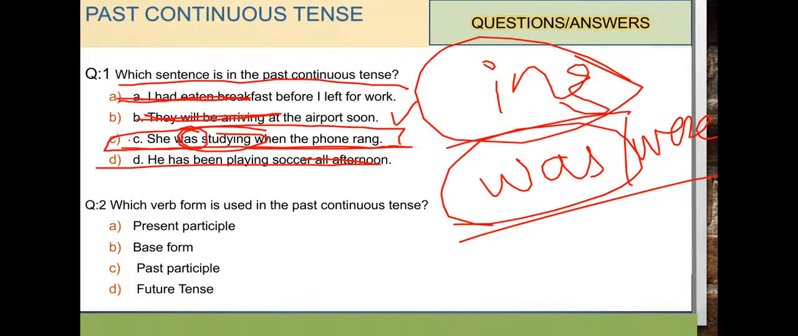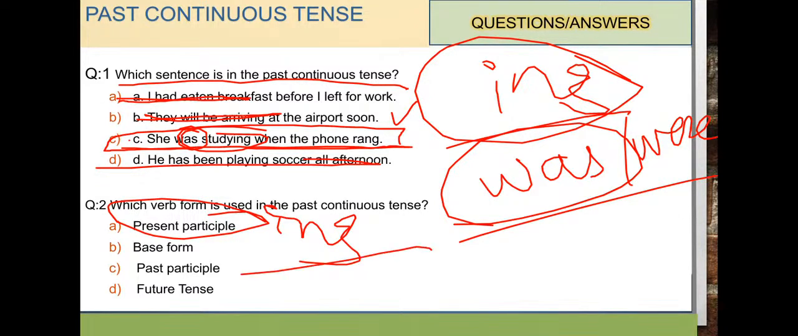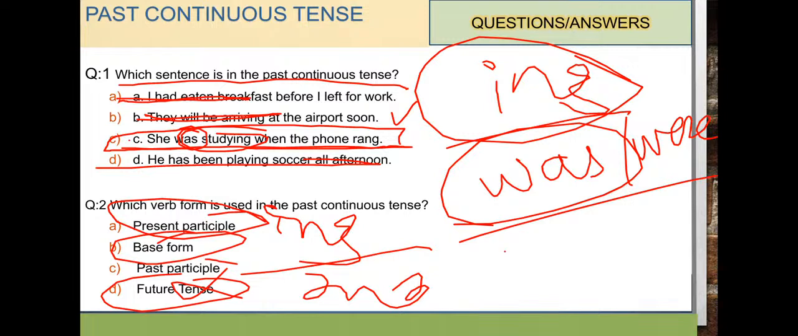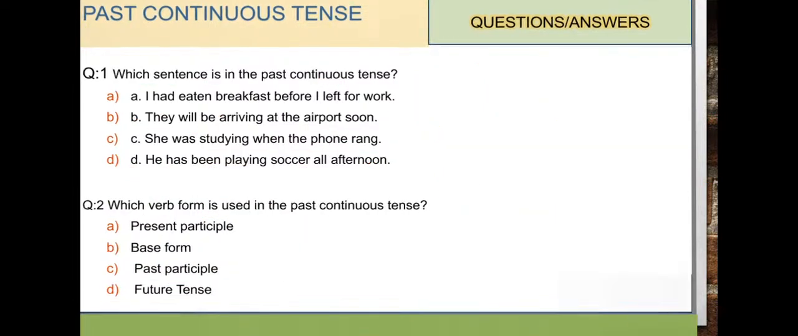Now, which verb form is used in the past continuous tense? Just tell me which verb form we are using right here, okay? So we are using the present participle, that is the fourth form of the verb, okay? I hope you're getting me. The future tense is not actually the correct answer. Past is actually the second form, and base form is the first form of the verb.